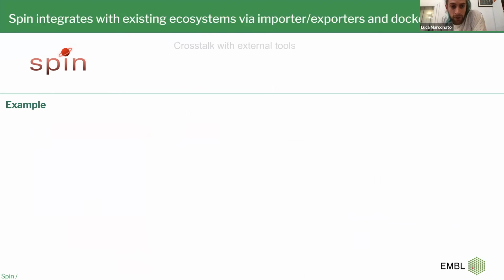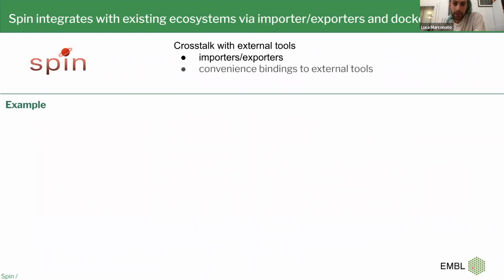So the second part of SPIN is the crosstalk with external tools. As I said, there are many analysis tools that we want to reuse. So we have the objective of supporting importers and exporters for this, and also having convenience bindings to external tools, so that you can call an external tool within the SPIN framework. We are exploring an optional part of using Dockerized callers, so that you can call, let's say from Python, tools from R without having to worry about the environment.